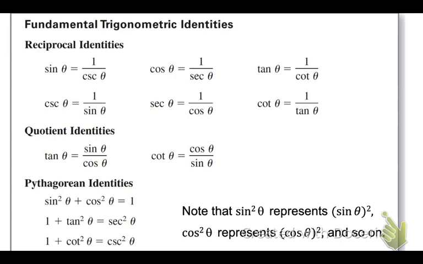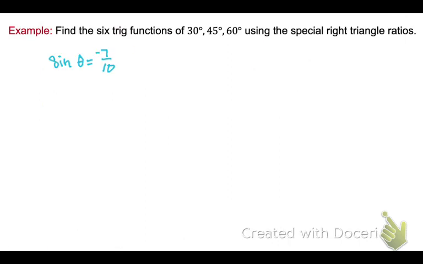When you guys are finished, I want to do one example with you. I don't think we did one, but it wasn't phrased in the way that I would like it to be phrased. Does that make sense? So disregard, well, actually don't discard that. Okay, find the 6 trig functions of this. Okay, I have sine of theta equals 7/10.